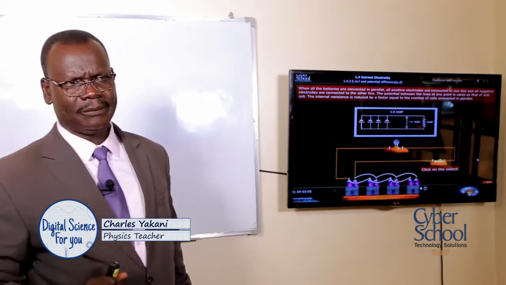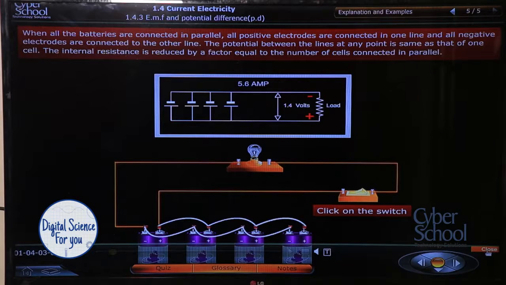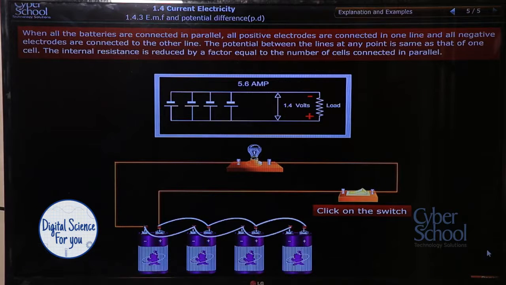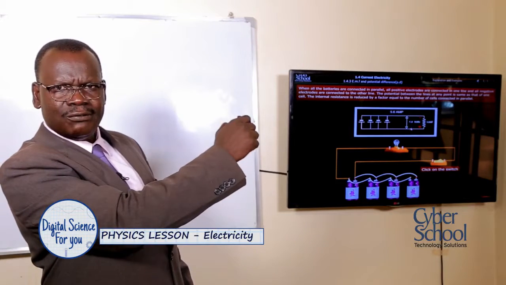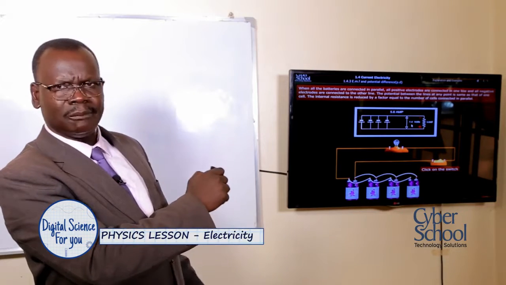In the next one, now the batteries are connected side by side. We call that parallel. Now, two things you should observe. What is the total voltage across the bulb? As you see there, the circuit is up. Total voltage. Do you see the total voltage? Let me point at it. Total voltage is 1.4, but for 4 batteries, 1.4.